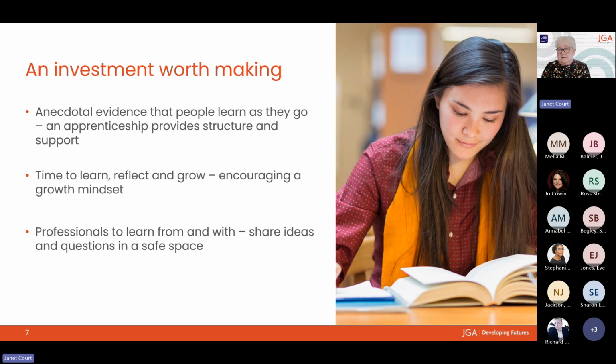On this course with us, you'd have professionals to learn from and with, and it's about sharing ideas and questions in a safe space. We do encourage learners to go back to the workplace and say, "Right, so when we do this, how does that work then?" And that's how they learn, and that's how they develop skills.